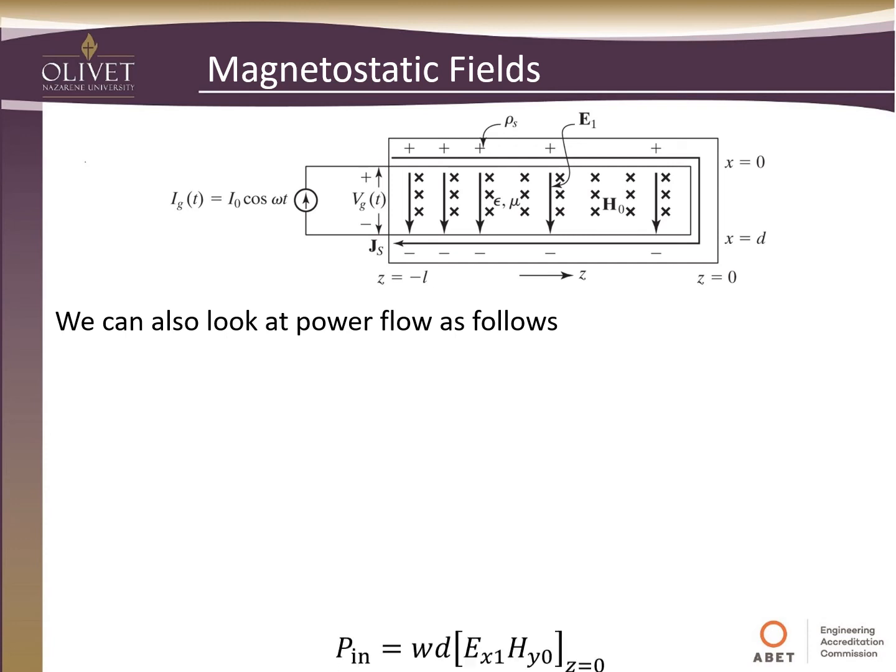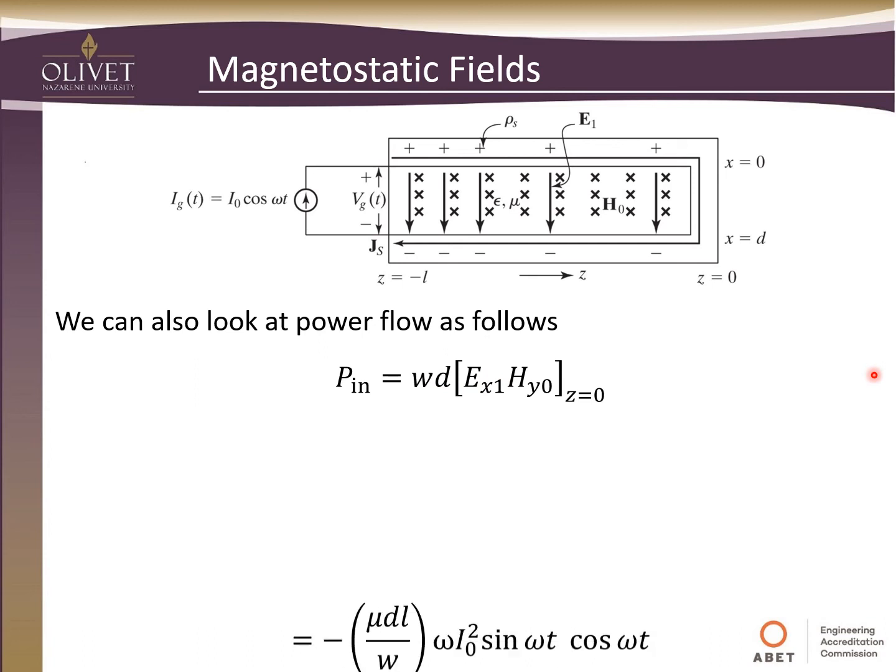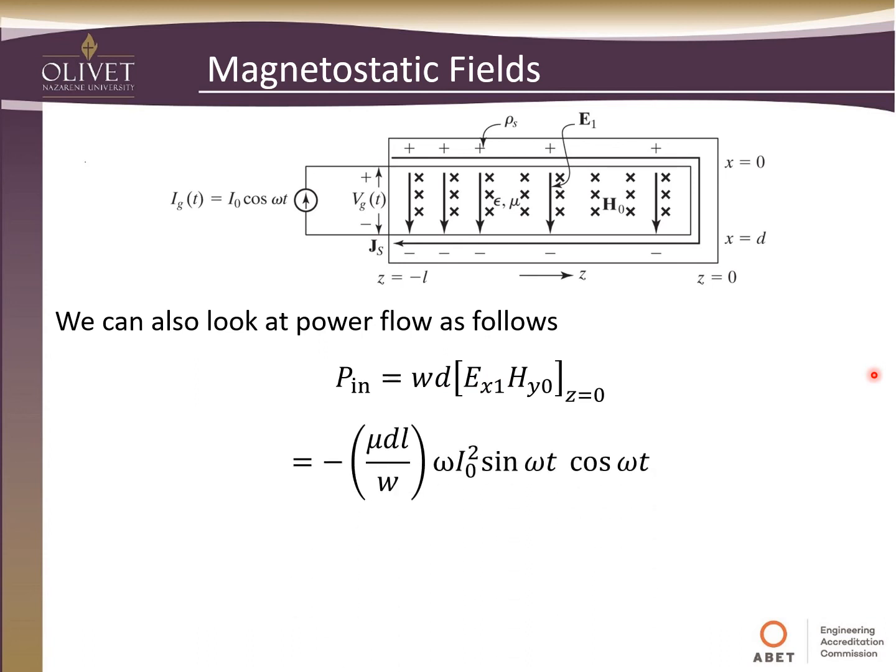We can also look at power in this sense, in terms of what's the input power. So we have our width and our depth times our electric and magnetic fields. When we plug all this in, we can see that it's going to be the time derivative of 1/2 the inductance times the current squared.